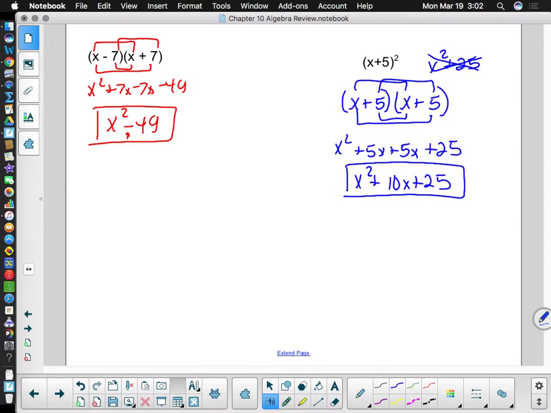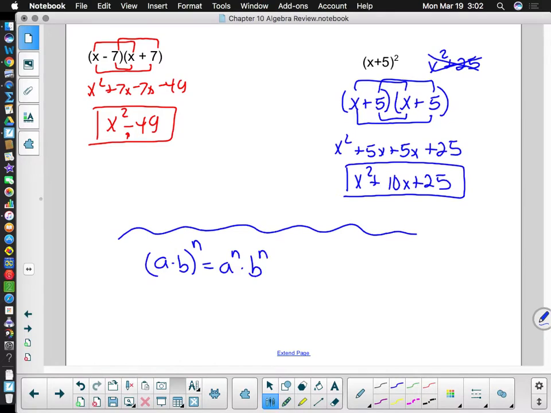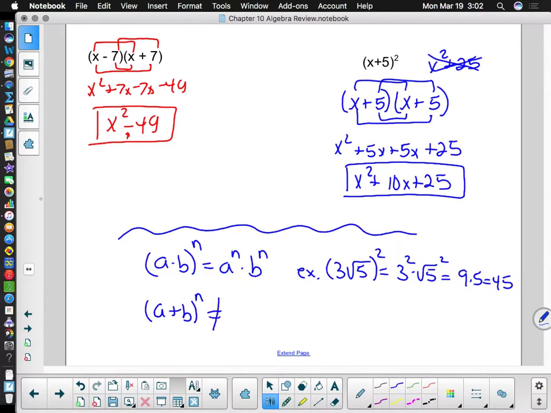You cannot distribute an exponent over a sum or a difference. Okay? That's one of our little exponent rules that we learned a long time ago, that a times b to an exponent is a to the exponent times b to the exponent. We did that already this year when we did, say, 3 root 5 squared is 3 squared times root 5 squared, which is 9 times 5, or 45. Okay? We've done that. However, a plus b to the n does not equal a to the n plus b to the n. Okay? It does equal a plus b times itself however many n times.